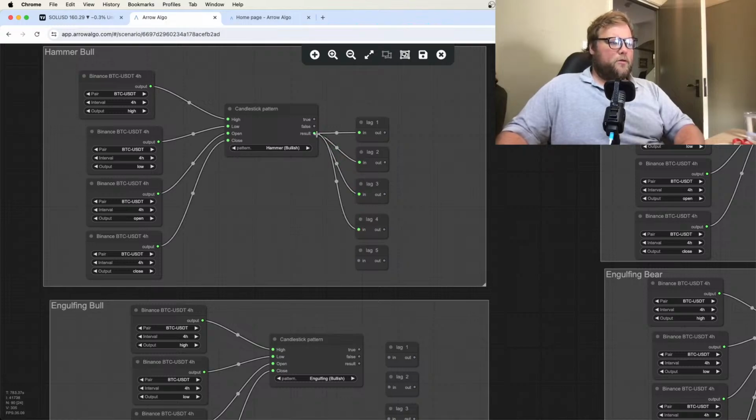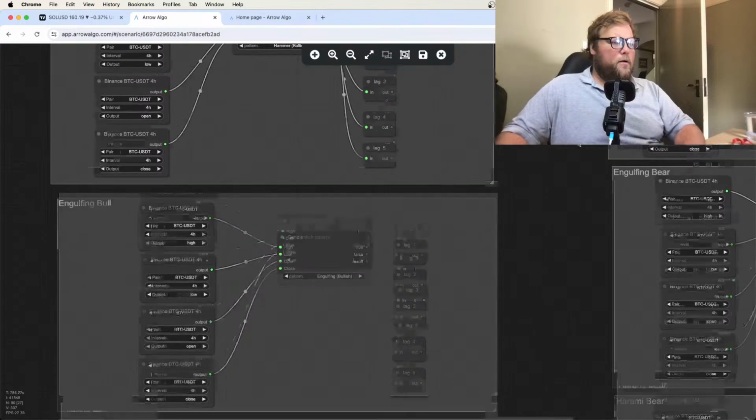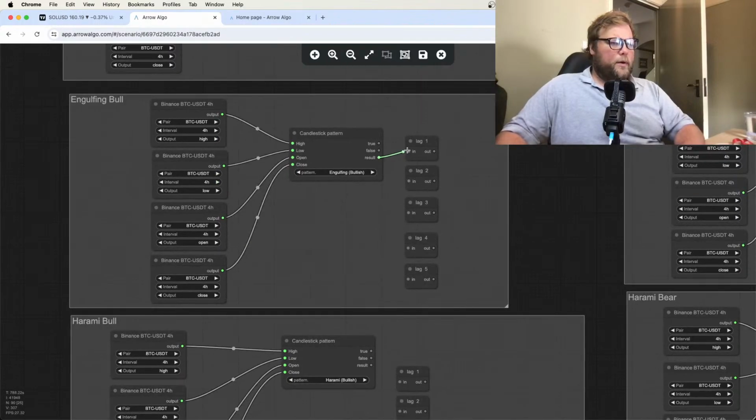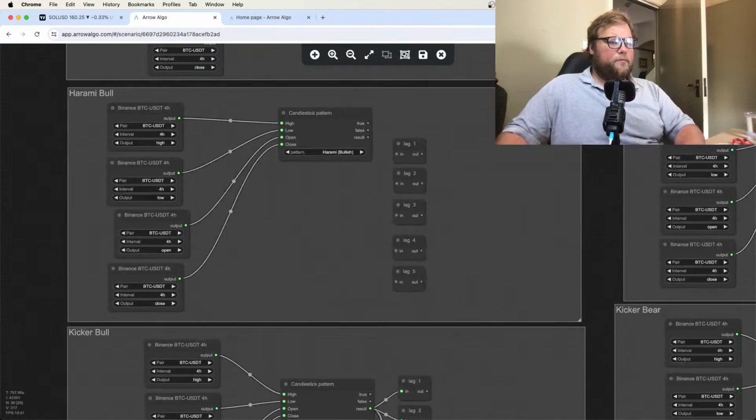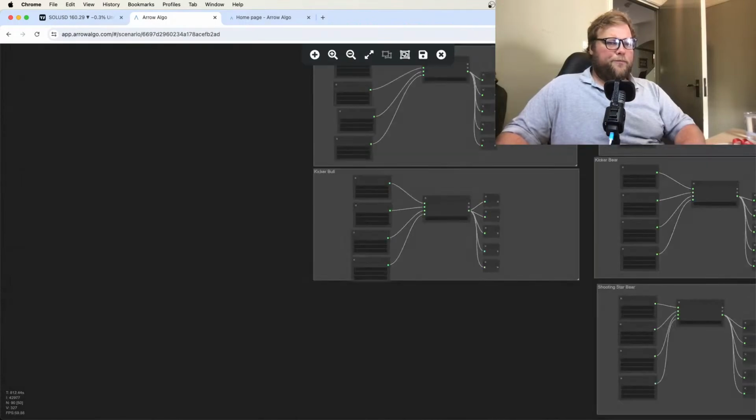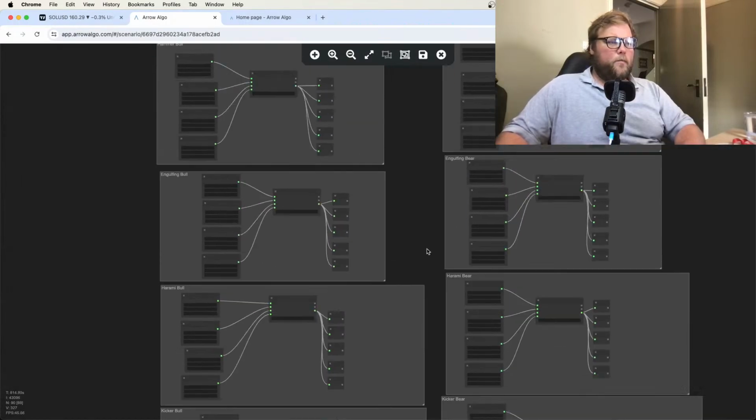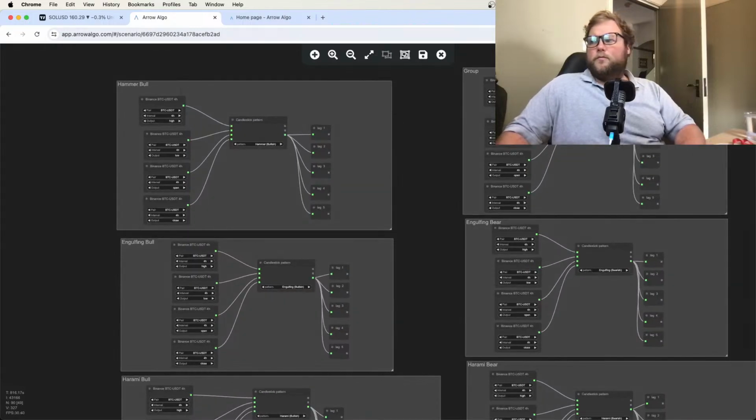Last 5 4-hour candles for the hammer bull, last 5 4-hour candles for an engulfing bullish. Keep saving as we go.